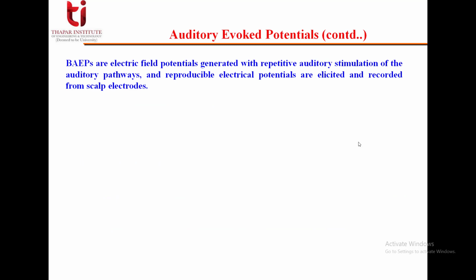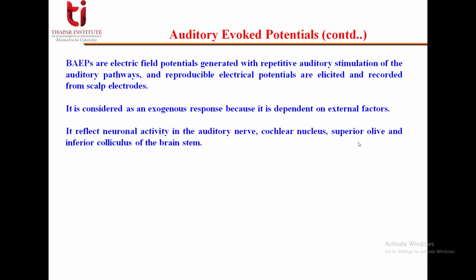Brainstem auditory evoked responses are electric field potentials generated with repetitive auditory stimulation of the auditory pathways, and they are reproducible electrical potentials that are elicited and recorded from scalp electrodes. It is considered an exogenous response. Why is it considered like that? Because it is dependent on external factors.